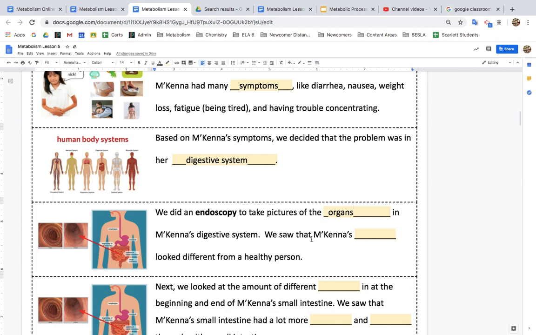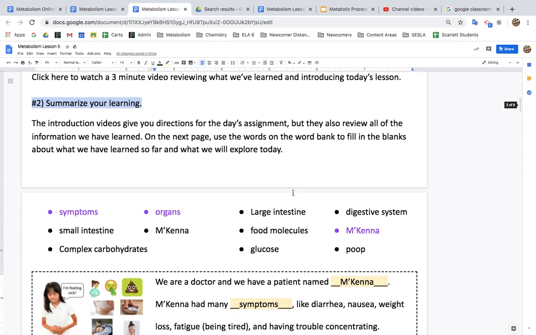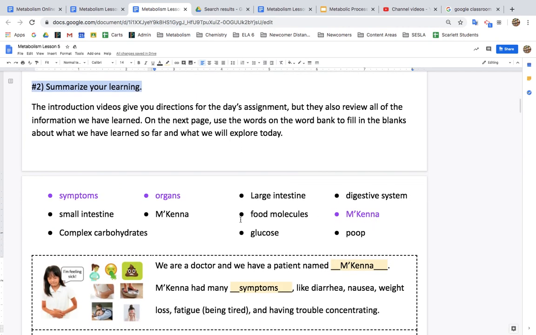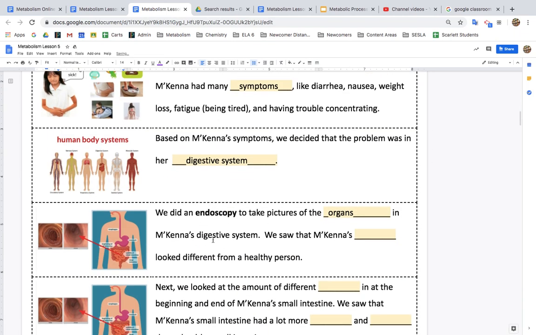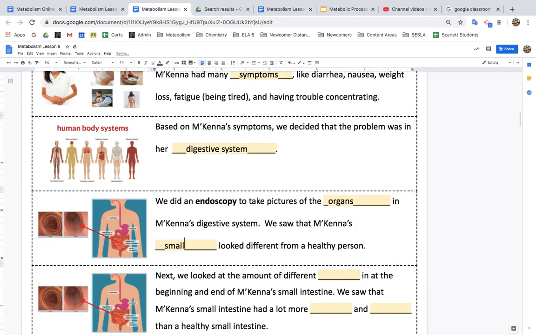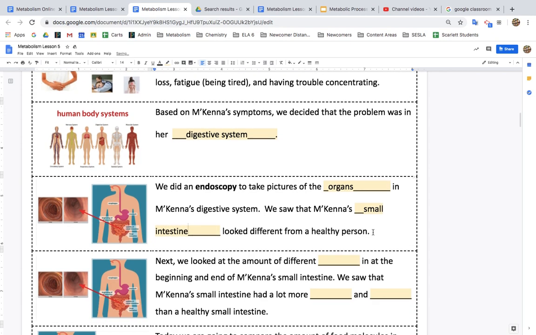And we saw that McKenna's blank looked different from a healthy person. So what looked different in McKenna from a healthy person? What looked different? You're right, it was her small intestine. We decided that her small intestine looked different from a healthy person.